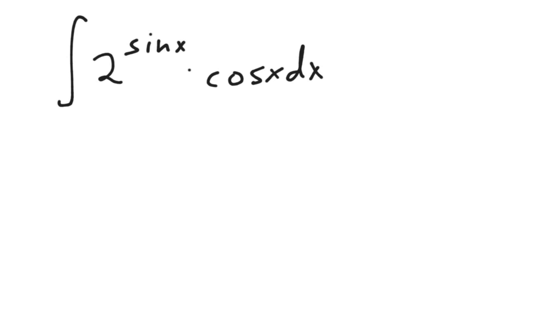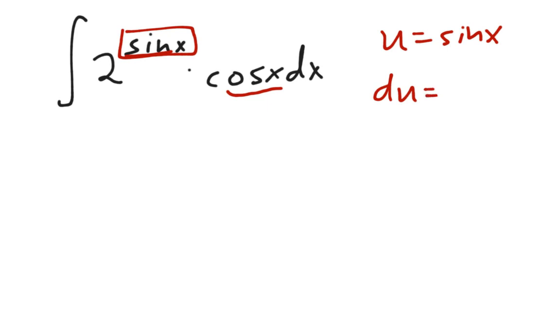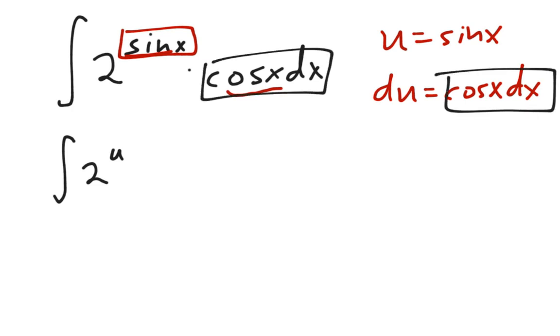Most variations with e or a to a function, again, are u substitutions. So what you're looking for is a function and something that might look like its derivative. In this case, a good candidate for u would be the exponent, which is sine of x, and then our du is going to be cosine of x dx. So I don't even have to do any doctoring or counterbalancing. I'm going to get the integral of 2 to the u, and the cosine of x dx gets replaced with du. So I have the integral of 2 to the u du.